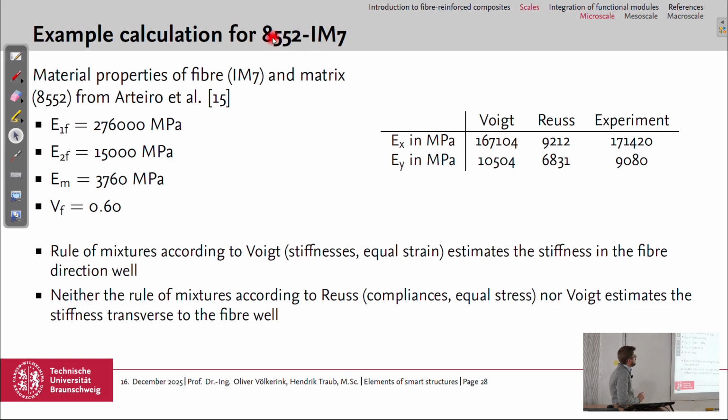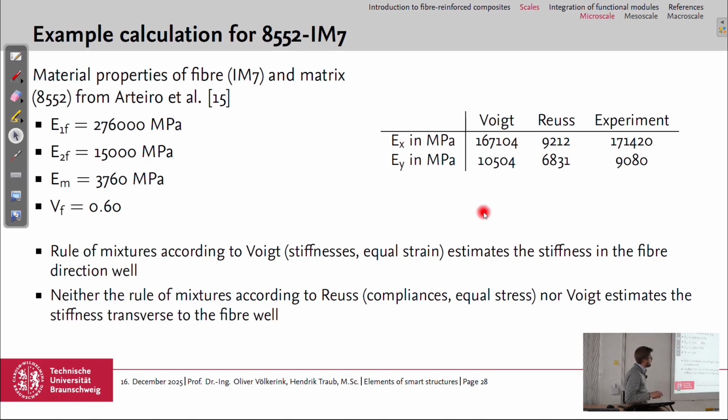Again, an example for the 8552 IM7, we have the material properties of the fiber and the matrix. The fiber has 276 gigapascals in fiber direction, but it is also anisotropic. So the fiber has a higher stiffness in fiber direction than transverse to the fiber direction. This is the second modulus here. And then the modulus of the matrix is 3.7 gigapascals, with a fiber volume fraction of 0.6, so 60% of the volume are fibers and 40% of the volume of the composite is matrix.